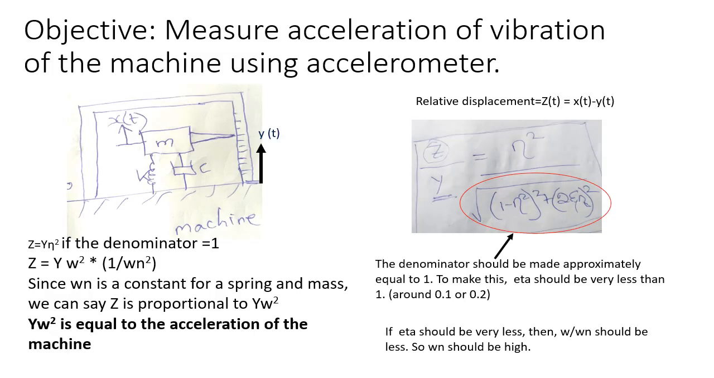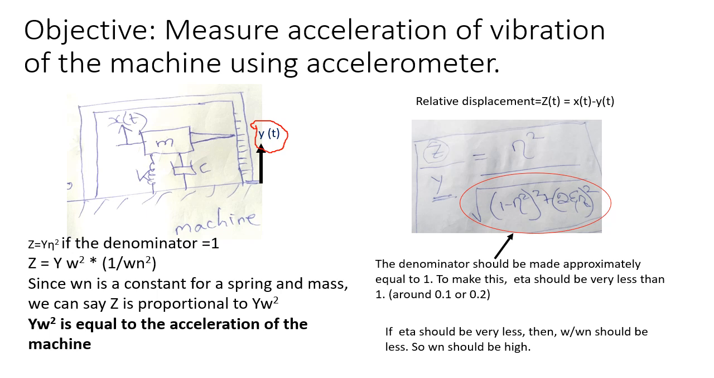Next, coming to the accelerometer. The objective of using an accelerometer is to measure the acceleration of the vibration of the machine. This setup is very similar to the vibrometer. It contains the seismic mass which vibrates with x of t, and a spring and a damper. This machine vibrates with displacement y of t. So the whole structure remains the same.